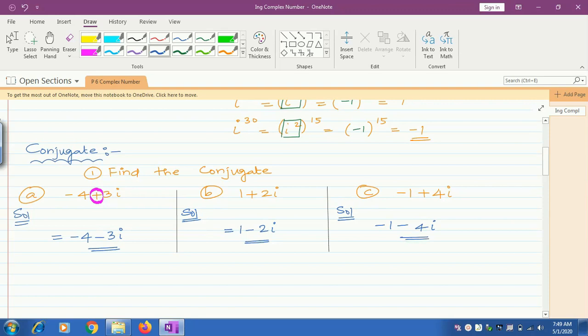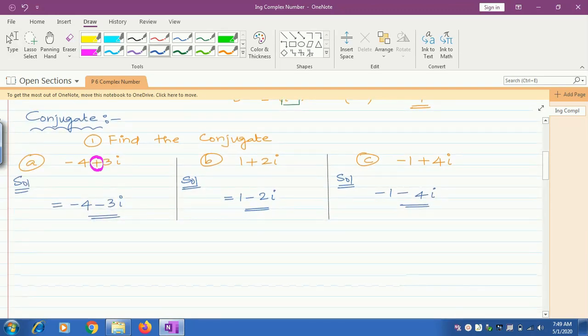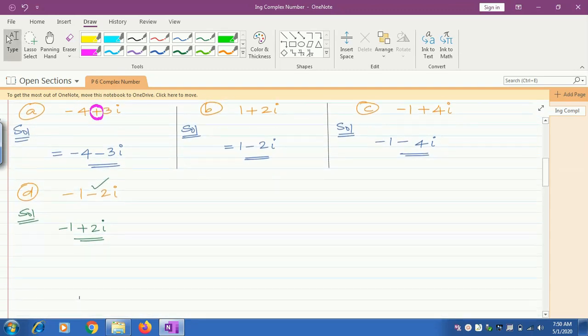Suppose if it is minus, you have to change it to plus. Let me take another one, minus 1 minus 2i. What is the conjugate of this one? Here the conjugate is minus 1, and since it is given as minus in the question, therefore it is plus 2i. So this is the opposite sign of the imaginary part. The real part remains the same, only the sign of the imaginary part changes.